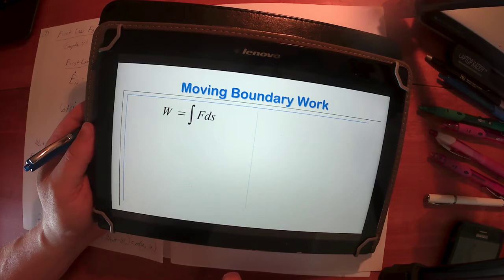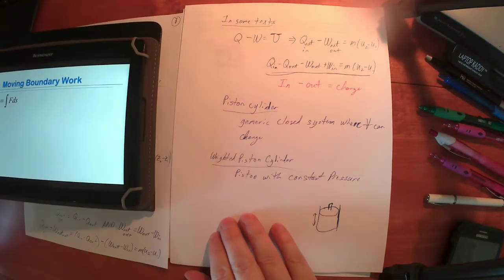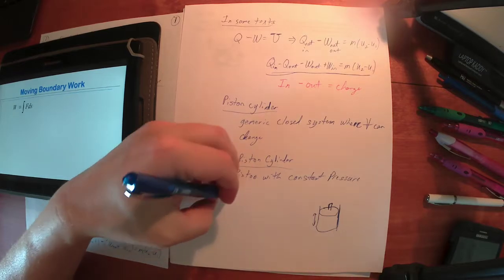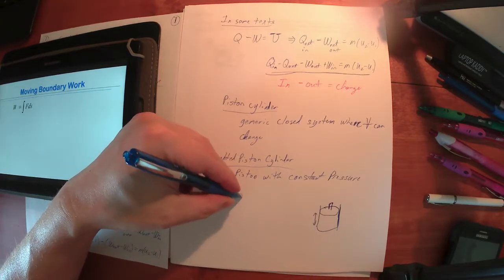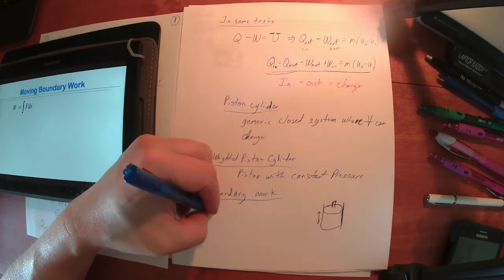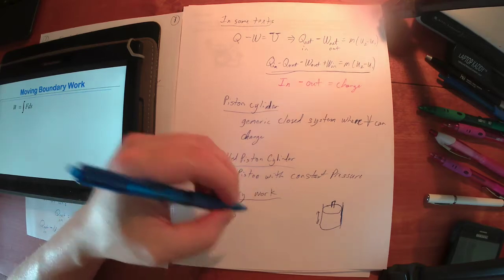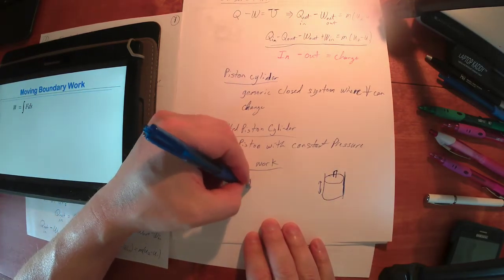Now, what is work? Remember, work is the integral. So let's talk about boundary work. Again, work being the integral of force with respect to distance.